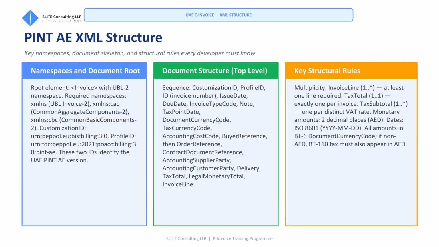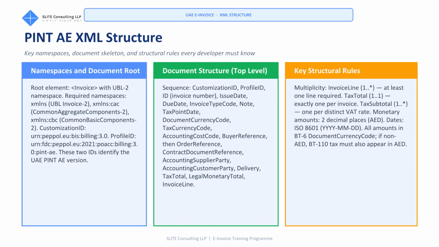Quick tour of the XML. Root element is invoice in the UBL Invoice 2 namespace, with CAC and CBC namespaces for aggregate and basic components. Customization ID is the PEPPOL BIS Billing 3.0 URI. Profile ID is the .AE URI. Those 2 identifiers tell every downstream system how to validate.